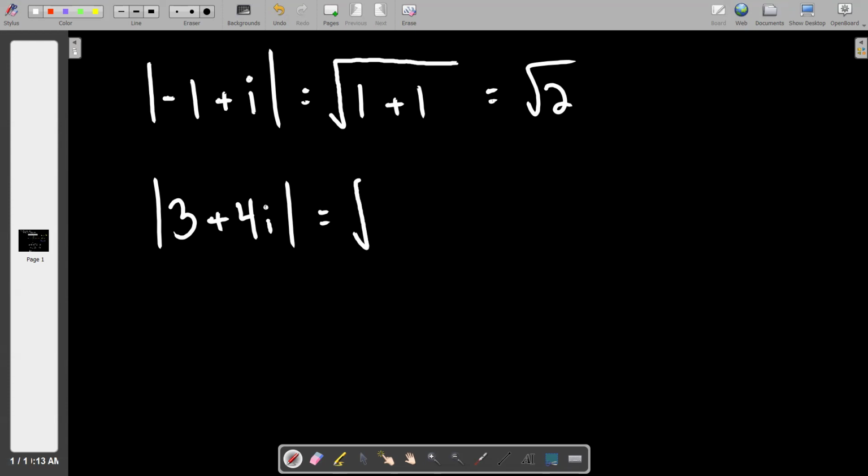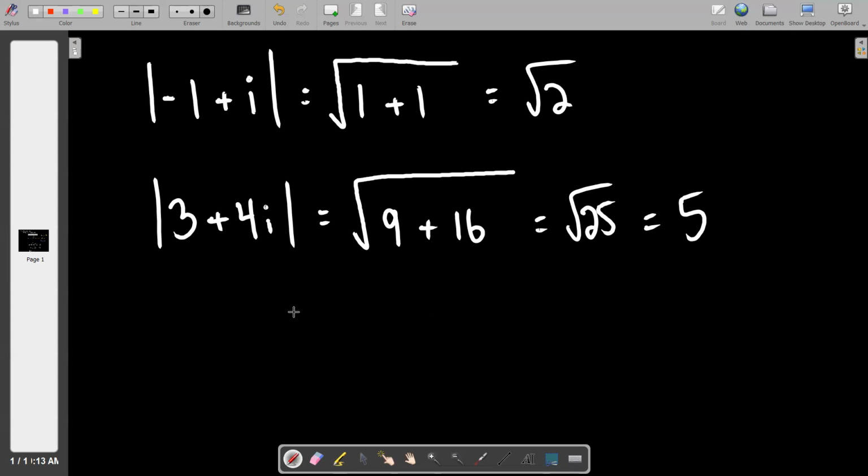The process, though, shown for those of you that are like, slow down, chill, we just do it the same. A squared is 9. B squared is 16. 9 plus 16 is 25. And the square root of 25 is a nice pretty 5. Okay, how about this one? The modulus of 6 minus 2i.